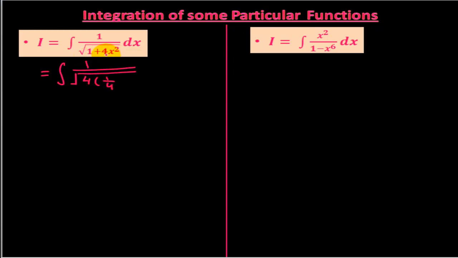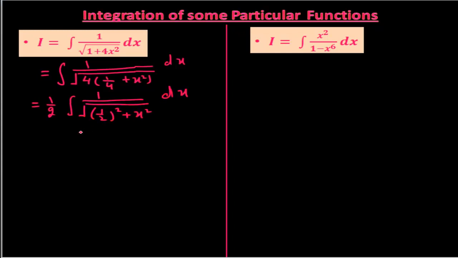So if I take 4 common out of these two, 1 reduces to 1 by 4 and this gets added to square of x. Now because 4 is a perfect square, we can simplify it and we can write the expression as 1 over 2 integral of 1 divided by square root of square of 1 by 2 plus square of x. Now look at this.